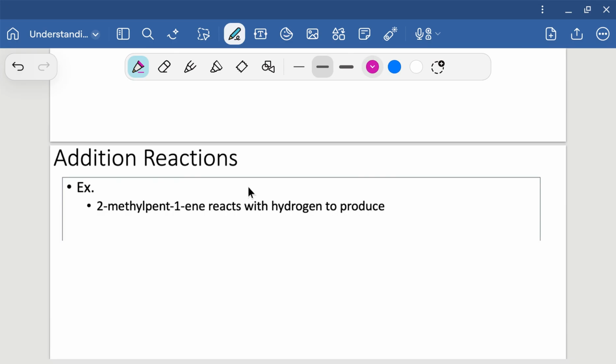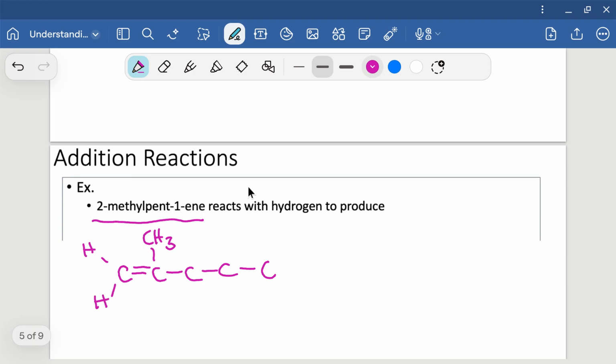Now in an addition reaction, you are breaking a double bond by adding in a small molecule. So if I drew out my first alkene, I have pentene, so I want to just have my 5 carbons. My double bond is on carbon 1, so between 1 and 2. On carbon 2, you also have a methyl group. So we can fill in the rest with hydrogens, and then we're adding in hydrogen gas.